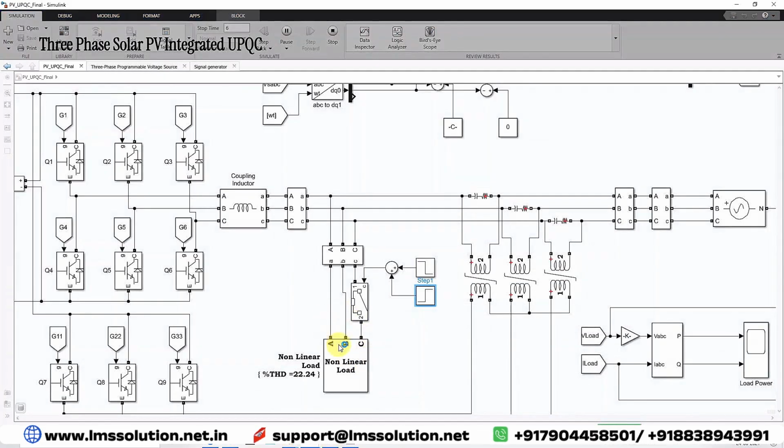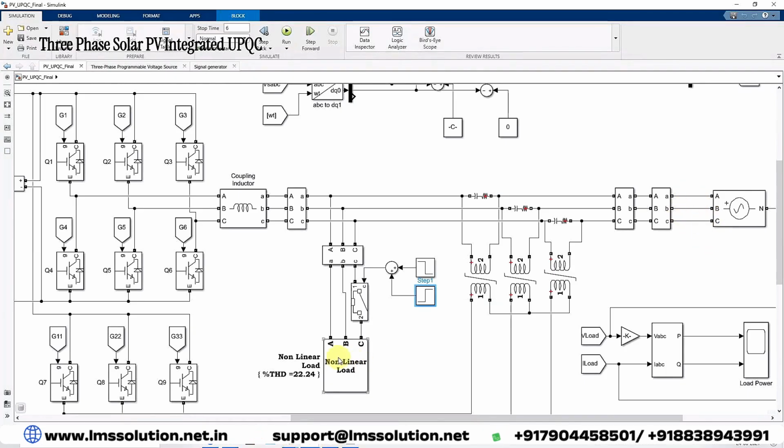During that time, we need to maintain a sinusoidal source current. We need to maintain it during the non-linear load condition also. We need to make the source current sinusoidal during the unbalanced load condition as well. That means we need to maintain unity power factor logic on the source side. We have to create that unbalanced and non-linear load condition.